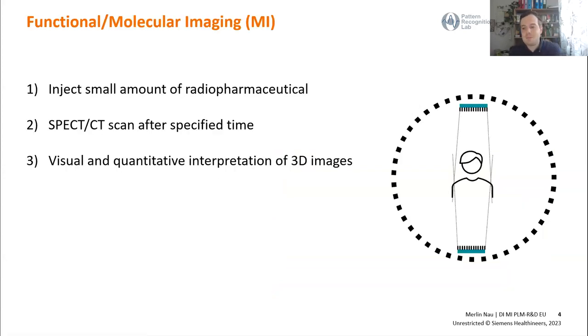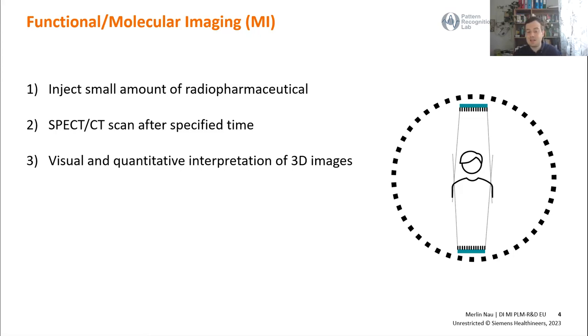So, as some of you are not too familiar with functional or molecular imaging, I just want to give a quick overview of what is actually done. In functional or molecular imaging, we are not interested in actually imaging the anatomy of the patient as you do, for example, in CT or MR, but we are rather interested in the physiology of the patient. So where do things actually happen in the body?